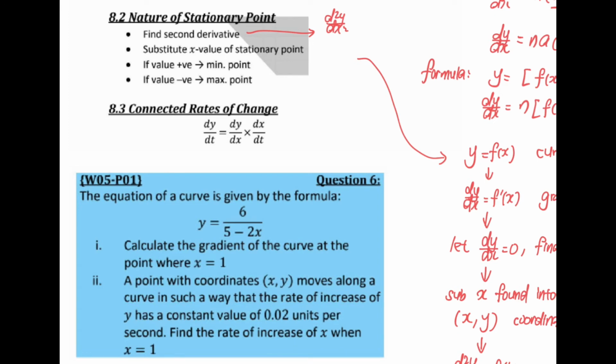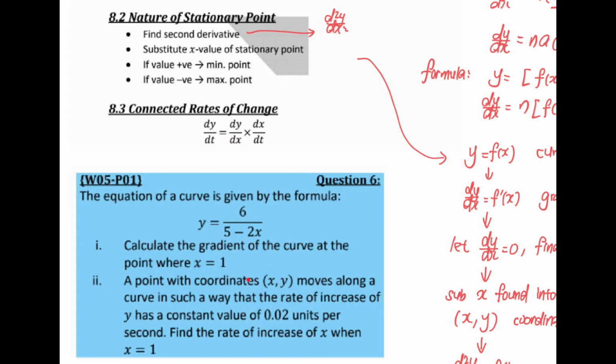Okay, so we look at 8.3, connected rate of change. You will see the chain rule again. This is basically the chain rule. You want to find the rate of change of y, then they will give you the rate of change of x, for example. Then you have to relate the derivatives by using the chain rule: dy/dt equals dy/dx times dx/dt. Okay, chain rule, this one.